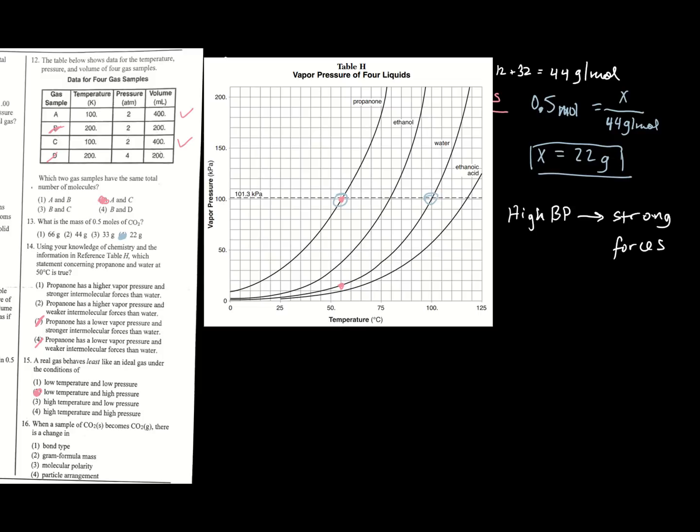Alright, number 16. When a sample of CO2 solid becomes CO2 gas, there is a change in... Okay. So it's the same substance. We could cross off choice 2. Molecular polarity, still the same substance. Particle arrangement, is that what it says down there? Because it's covered by something. Okay. So yes, actually, it's the change in particle arrangement.